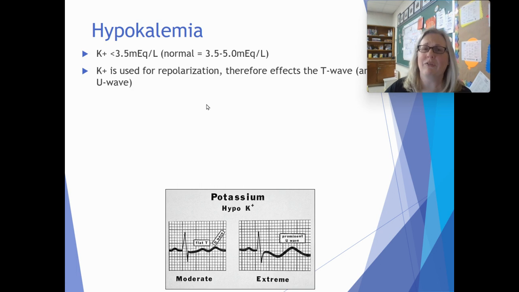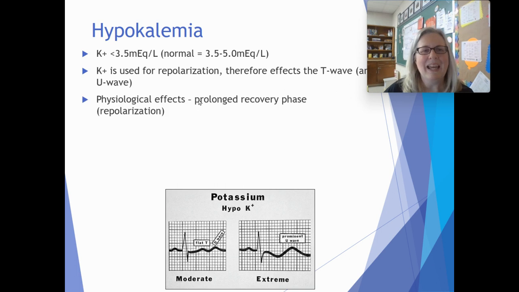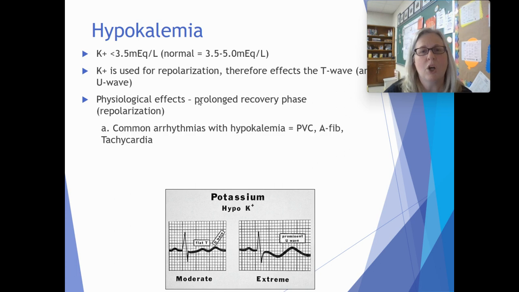The U wave is very difficult to spot sometimes. The machine will do it faster than I will. I don't typically notice a U wave. I think it's just some sort of artifact. It's so small, you don't really notice it. So it's a prolonged recovery phase, prolonged repolarization. It causes the repolarization to be a little bit delayed, if you will. Common arrhythmias with hypokalemia are PVCs, AFib, and tachycardia.